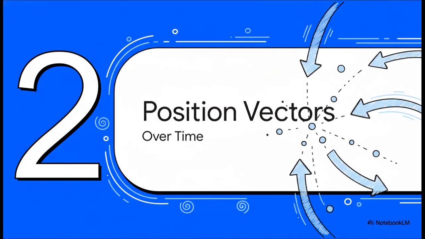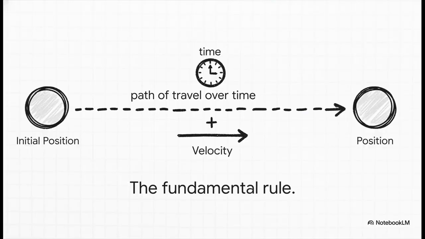So next up, we need a way to describe the position of each of these particles, not just at the beginning, but at any given moment in time. For any object that's moving with a constant velocity, the rule is pretty straightforward. You want to know where it's going to be? Well, you just take its starting point and you add how far it's traveled. And how far has it traveled? Simple. That's just its velocity multiplied by the time it's been moving.